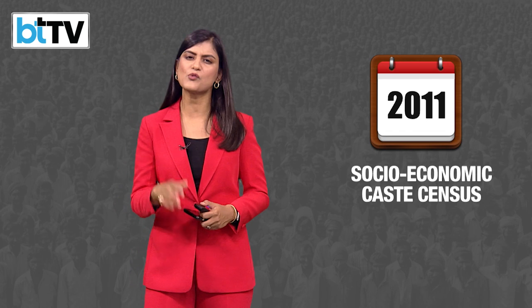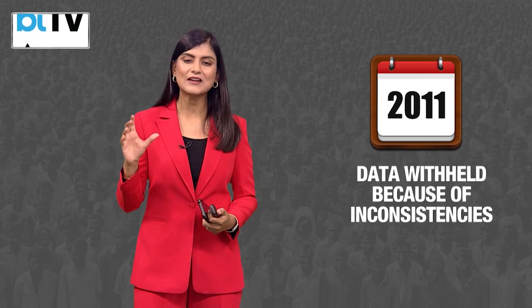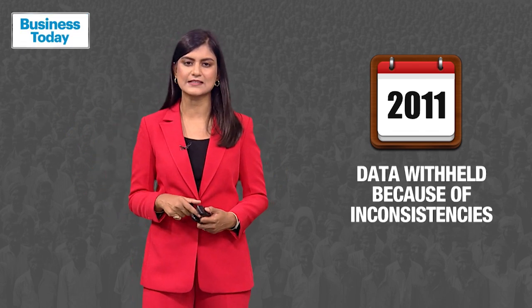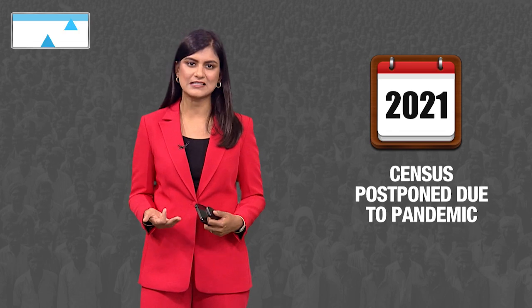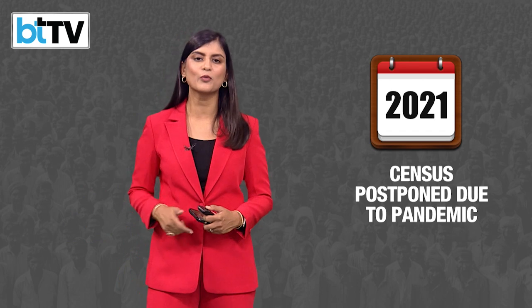Well, from 1951 to 2011, no census recorded full caste data. Like I said, it was only SCs and STs. Finally, in 2011, there was a socio-economic caste census which collected all caste data. But it wasn't released due to alleged data inconsistencies. And then the 2021 census, which was also expected to include caste data, was postponed because of the COVID pandemic. And that's why the last caste census was way back in 1931.